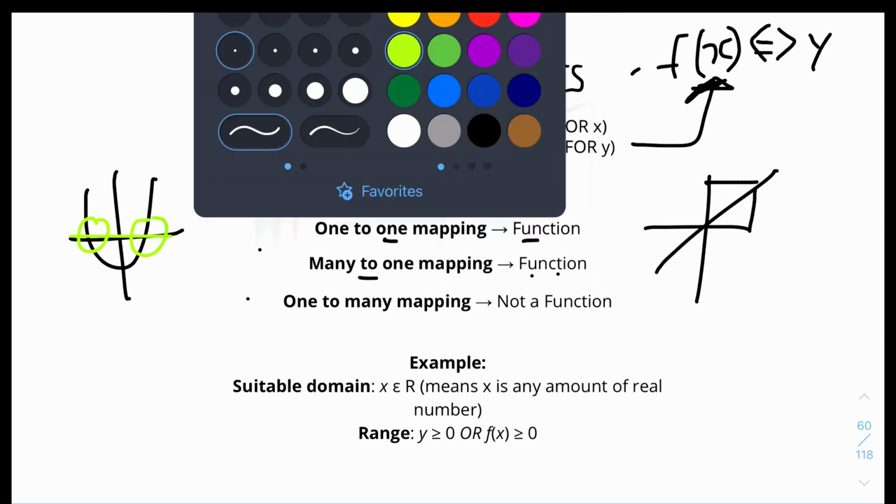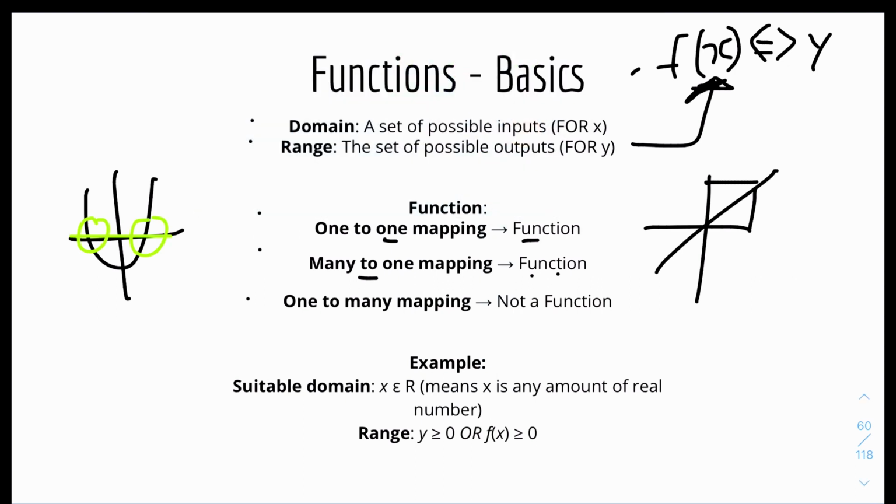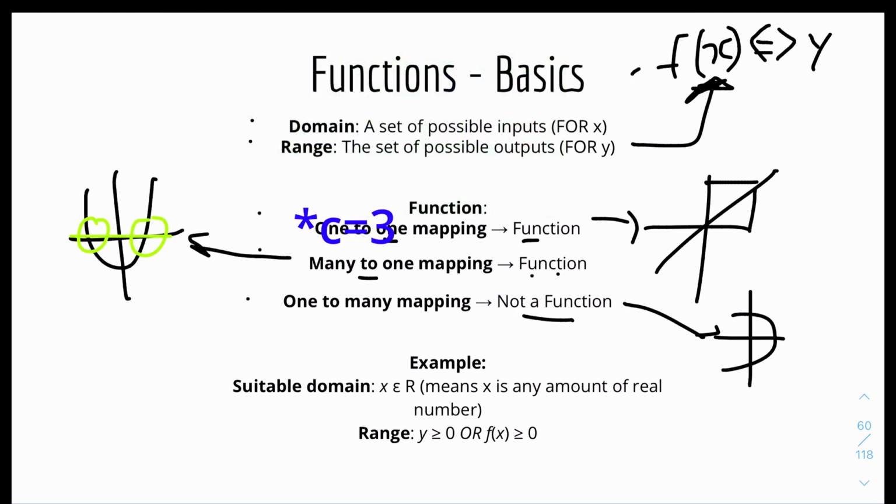One-to-many mapping, however, is not a function. One-to-many mapping could look like this graph right here, where one x value may be mapped to two y values. If you draw this green line right here, you can see that one x value is mapped to two y values, which is not a function.